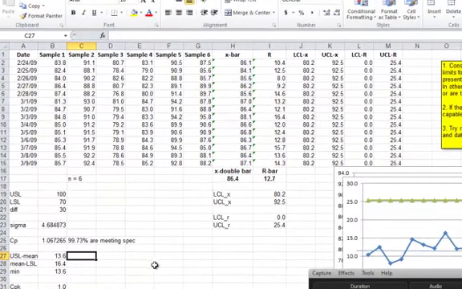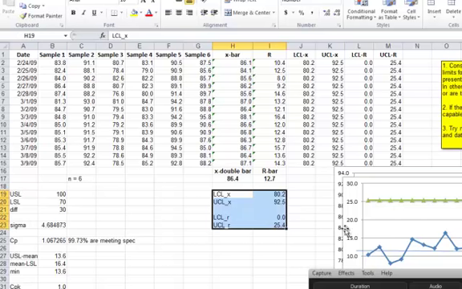So there I've done the X bar and R charts, computed the upper and lower control limits, looked to see if any were outside of the control limits. I looked for patterns, and then I calculated the CP using 6 times the standard deviation and the CPK, and determined that they were meeting spec, that were capable of meeting spec.